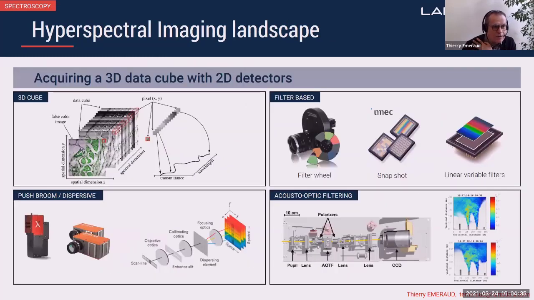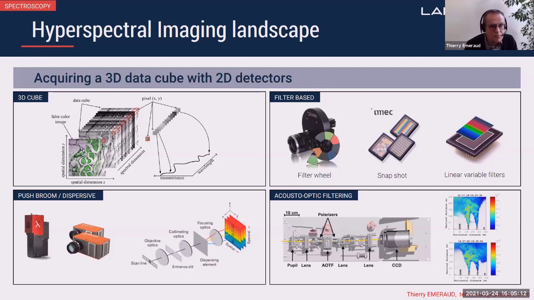And going now to the hyperspectral imaging space. This slide just gives a landscape of how to approach hyperspectral imaging. What we all are aiming at is to acquire a 3D cube with a 2D detector. That's basically it. And as most of you know, there are different approaches in achieving this. You can take the push broom dispersive approach. And we had LLA today, which has decided to work on this technology. And we have other commercial products available.